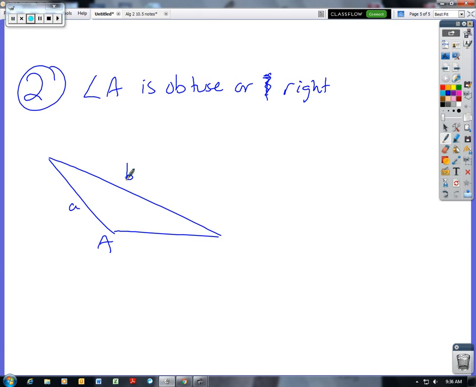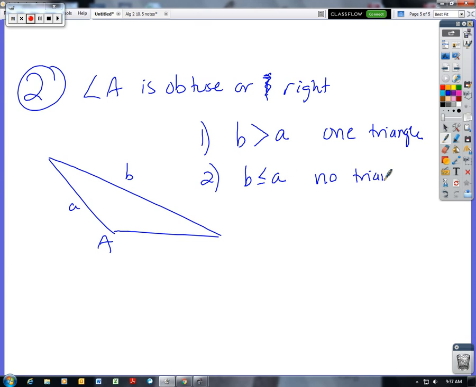So first case, b has to be greater than a, right? If it was equal to a, would a triangle be formed? No. So as long as b is greater than a, then we're going to have one triangle. Or if b is less than or equal to a, we will have no triangle at all because it's not long enough to form another triangle. So those are the two cases with an obtuse.